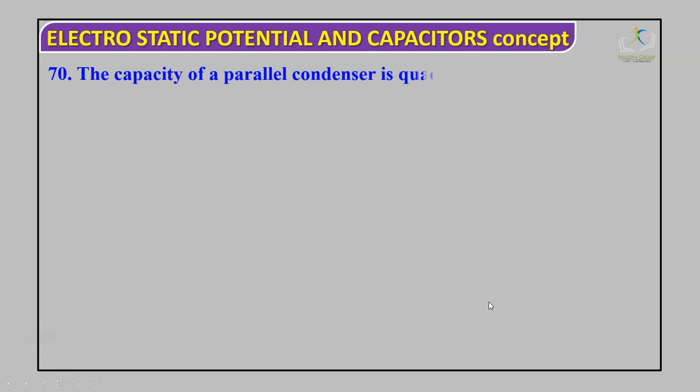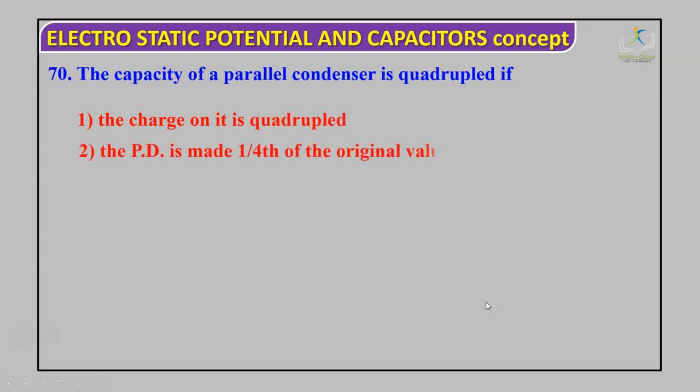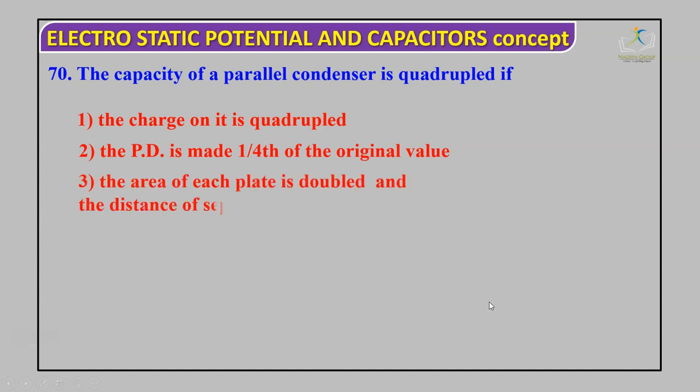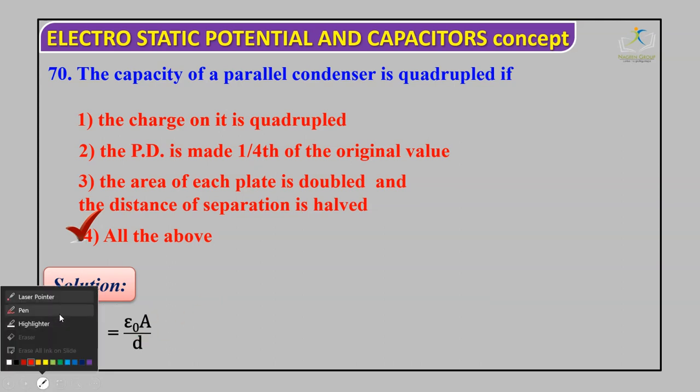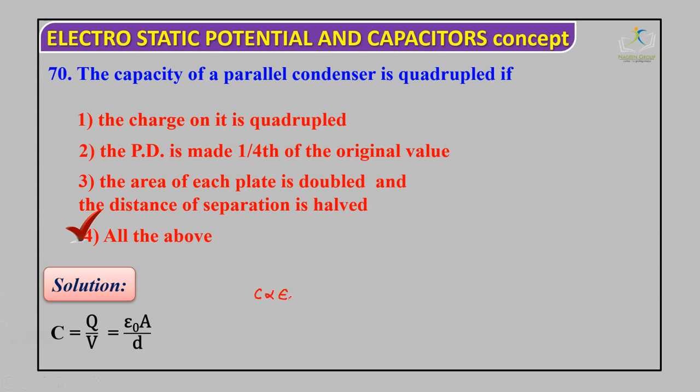Next question: the capacity of a parallel plate condenser is quadrupled if the charge on it is quadrupled, if the potential difference is 1/4 of the original value, if the area of each plate is doubled and the distance of separation is halved, or all of the above. So the correct answer is by seeing the solution, we can explain. C is equal to Q by V. We can say that all the above are correct because, as you can see here, C is directly proportional to epsilon naught. C is directly proportional to A also.